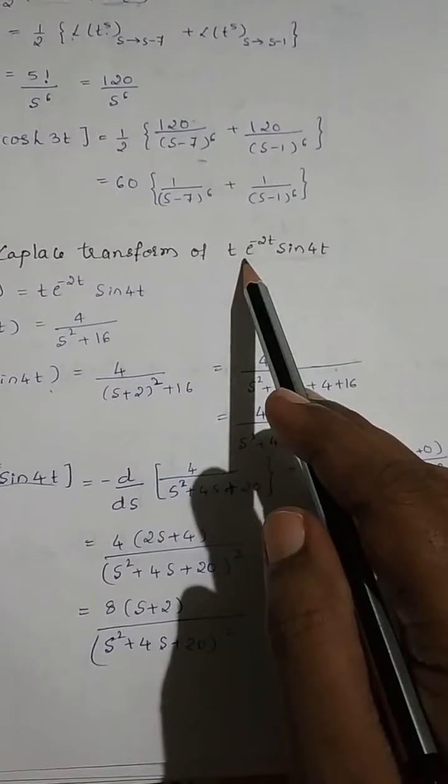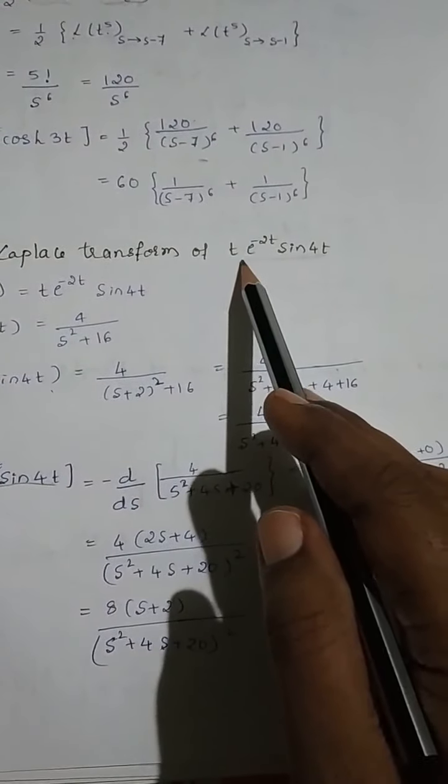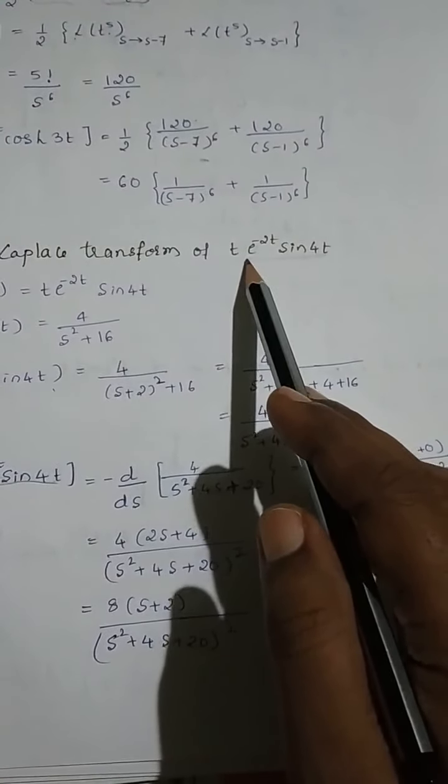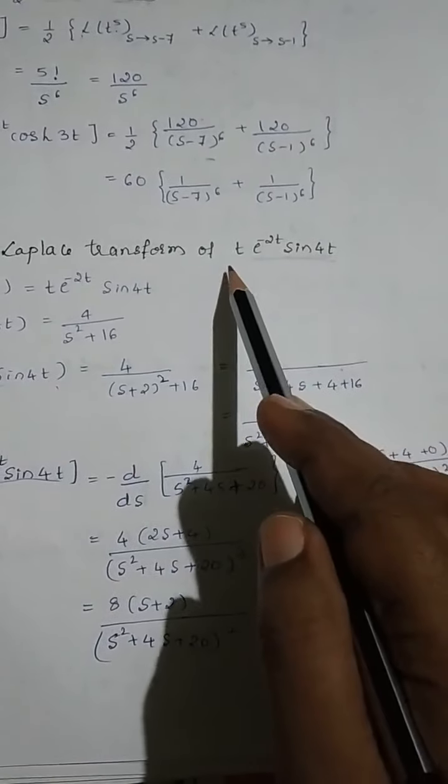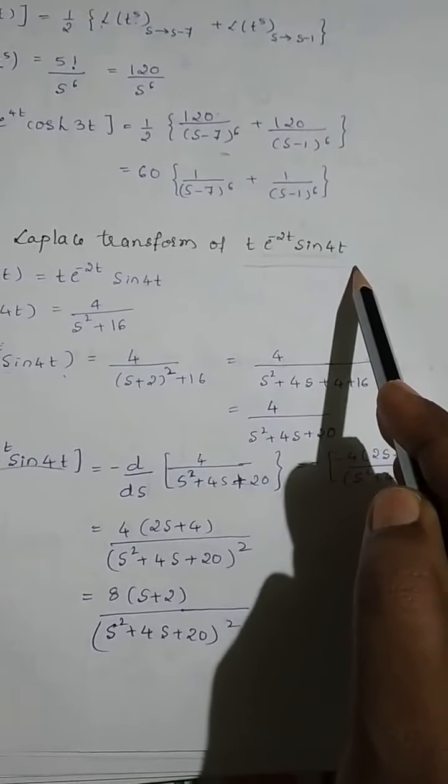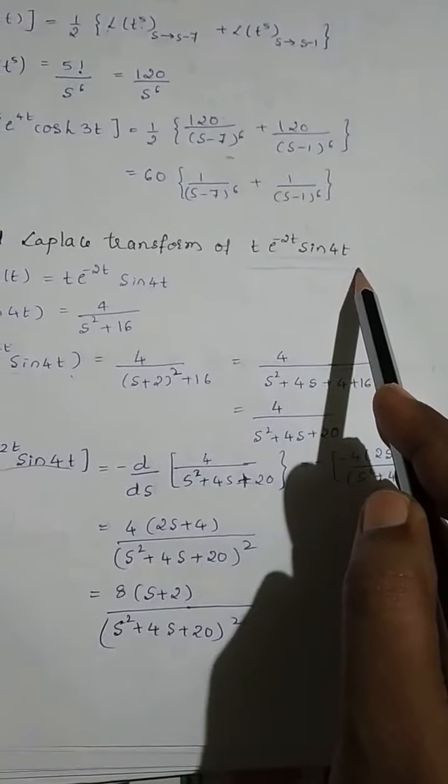You can see here, this is a combination of two properties. This is the first property problem, and this is the second property. Using the second property we need to solve this.